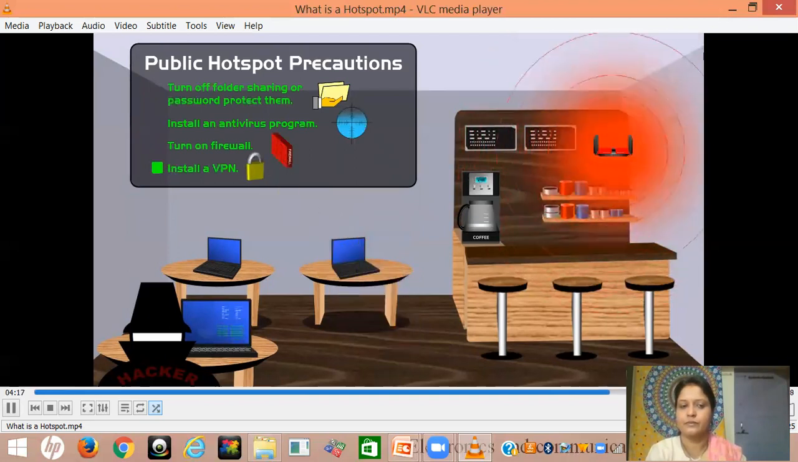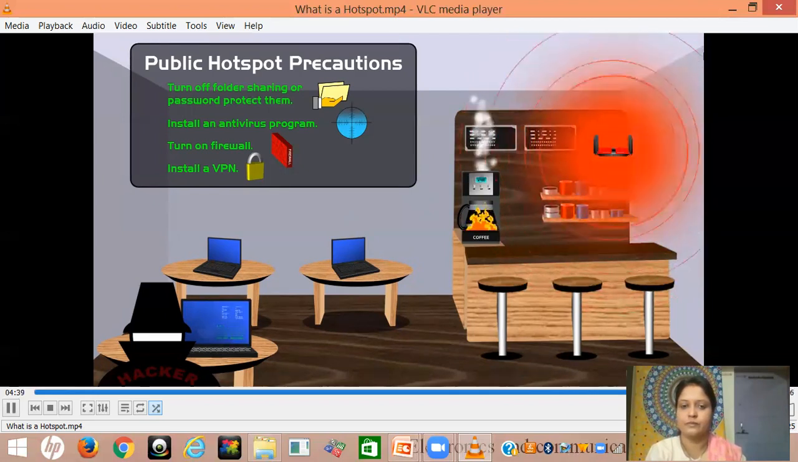A VPN will prevent hackers from stealing your data because it encrypts the data that's being transferred between your device and the internet. So any activity that you do when you're connected to a public hotspot, such as visiting web pages or transferring files, the data is encrypted and kept private when using a VPN.